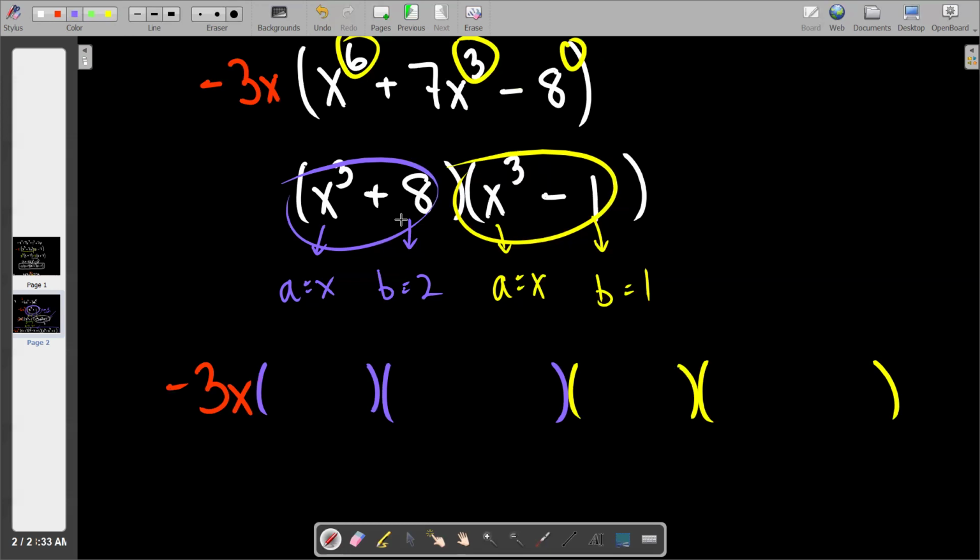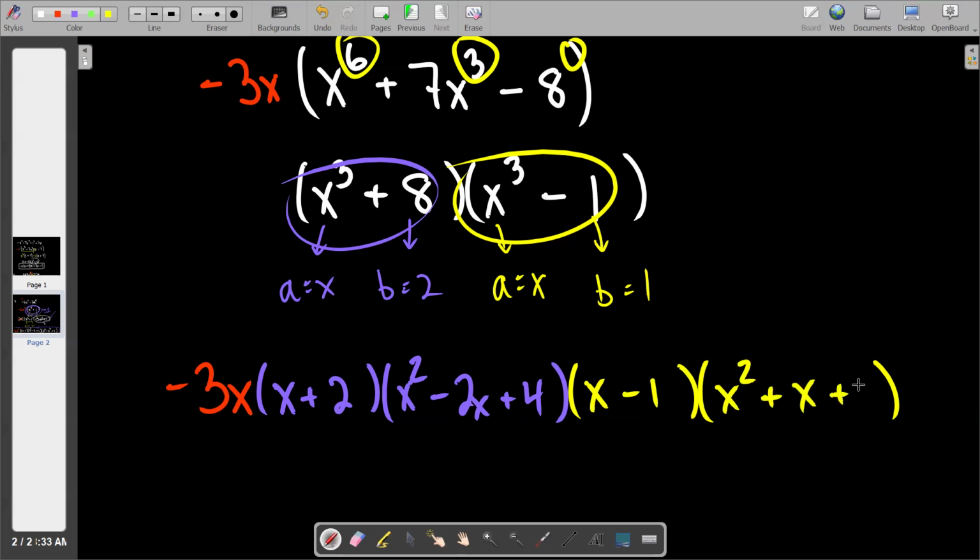So short set for the purple guy is x plus 2, long set x squared minus 2x plus 4. Yellow: x minus 1, and then x squared plus x plus 1. How do we know we're done? Because you can't ever factor the long set. And that's really all that might even have meat on the bone, and long set is always dead.